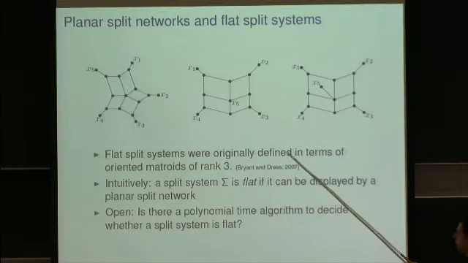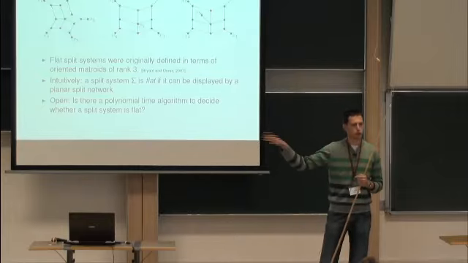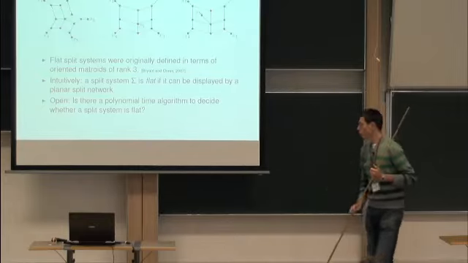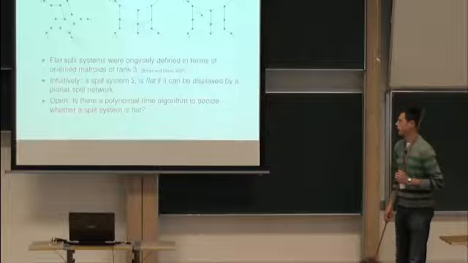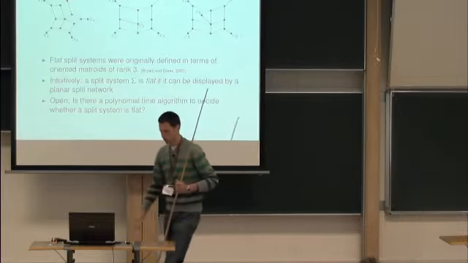But if you put it formally, then there's immediately the question, can I actually decide if somebody gives me just a list of splits? Is this a nice one? Is this a one where I can have in the end a nice split network? Or is this some nasty beast that I cannot actually display nicely? And I don't know, so that's still open.